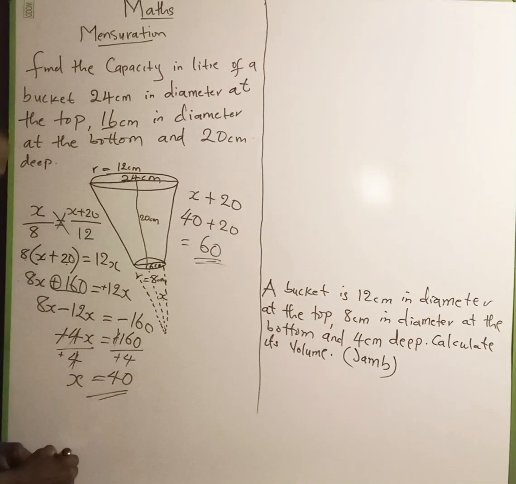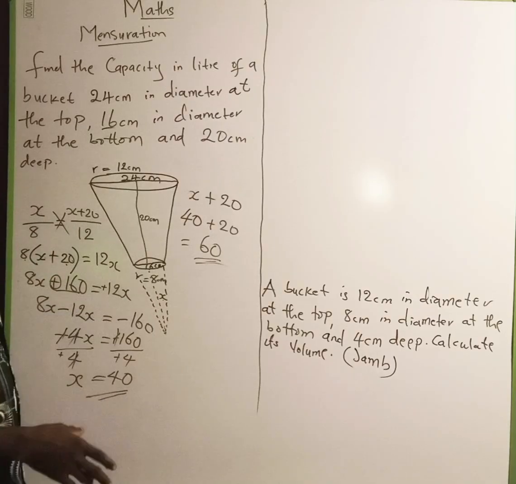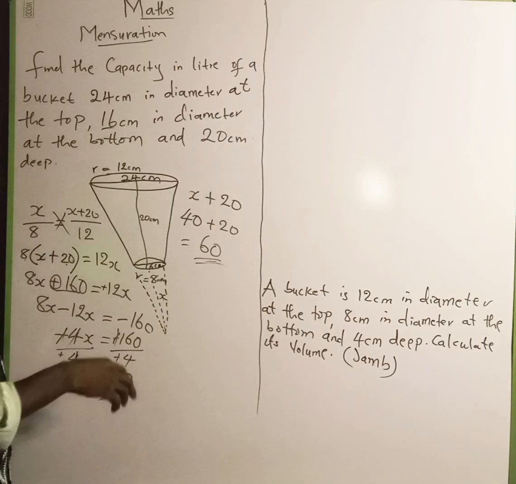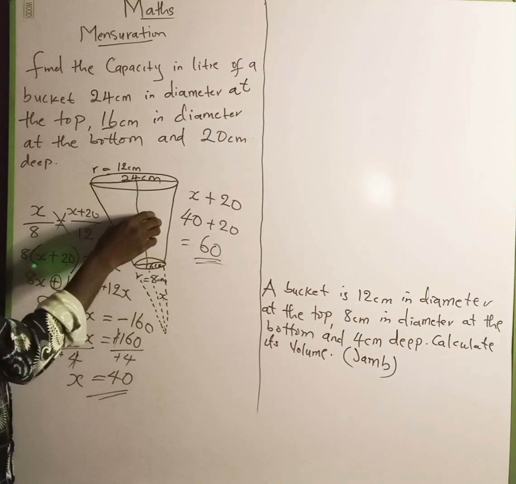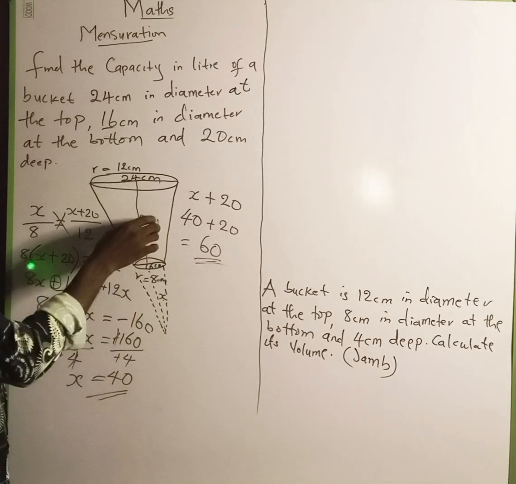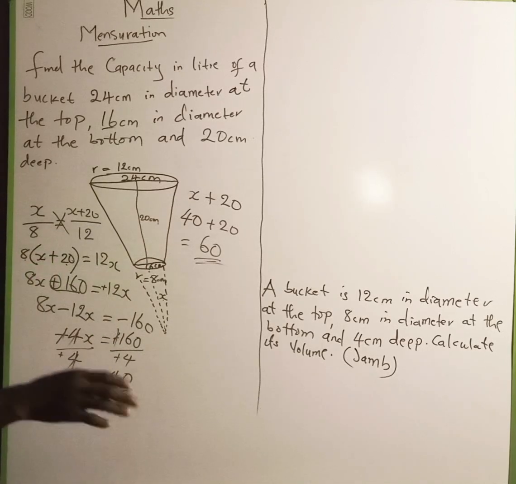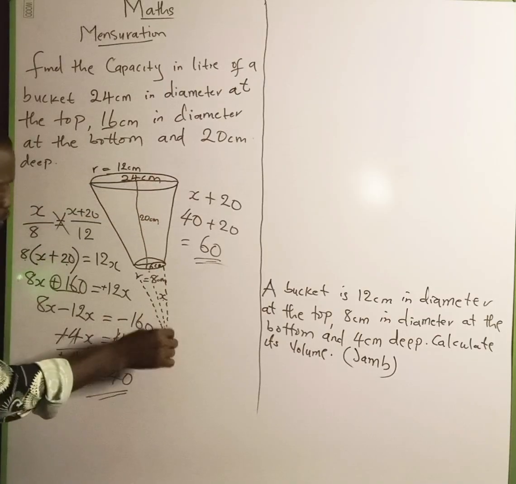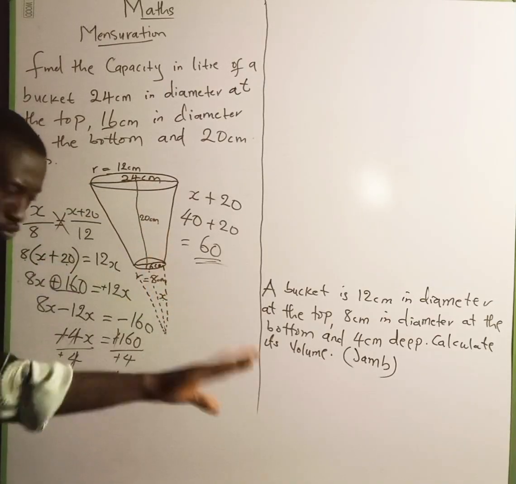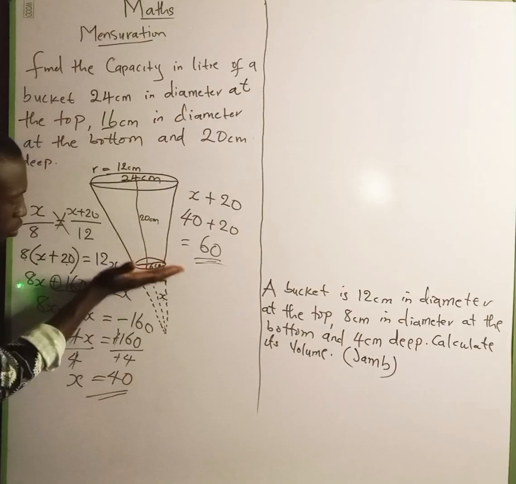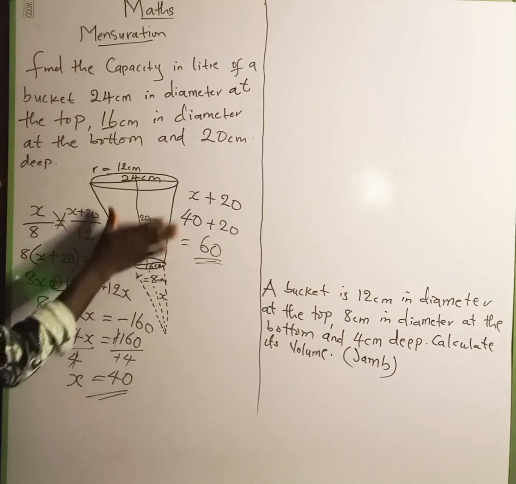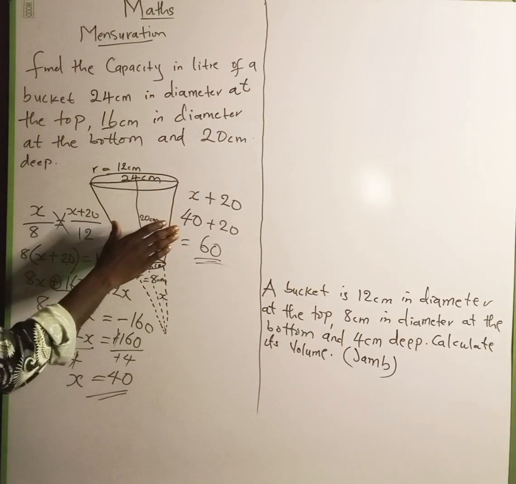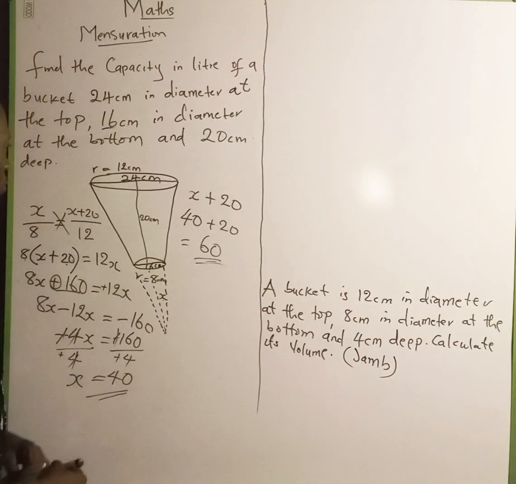Now at this point, remember, it is not x we are looking for. We are looking for the volume of this bucket. For us to get the volume of this bucket, we need to calculate the volume of this big cone minus the volume of this small cone, so we can now get the volume of the bucket. So see how it works.